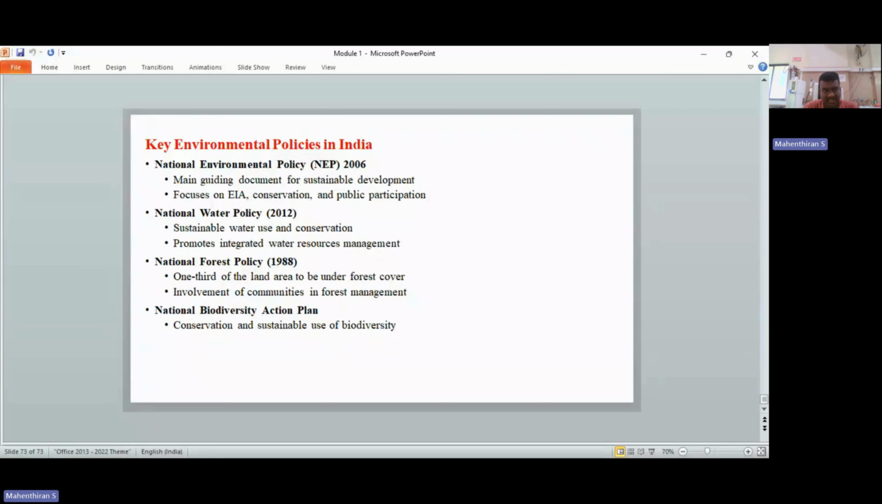The next one is the National Forest Policy, which was formed in 1988. It states that one third of the land area should be under forest cover, and it also involves communities in forest management. Whereas the National Biodiversity Action Plan is oriented towards the conservation and sustainable use of biodiversity.